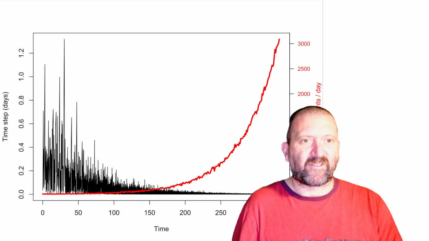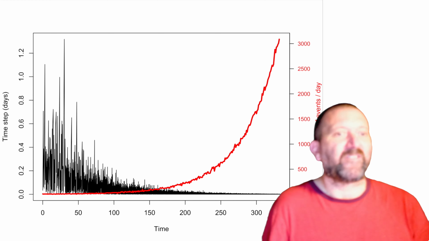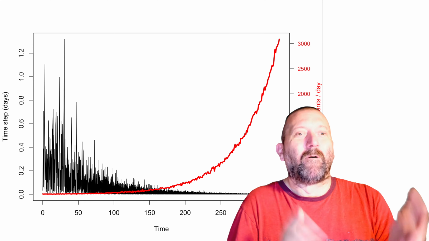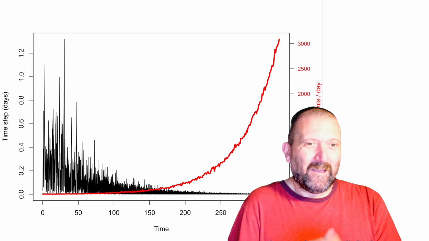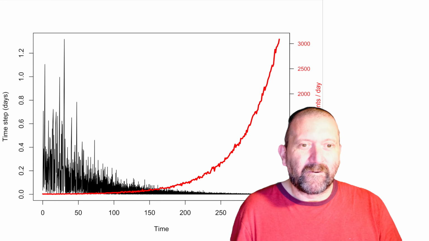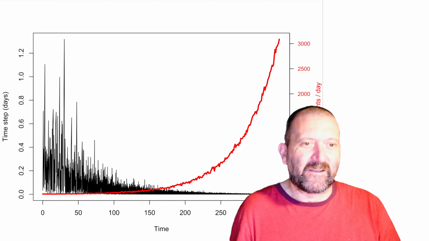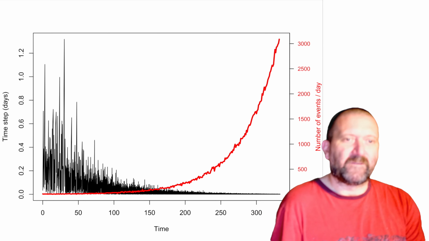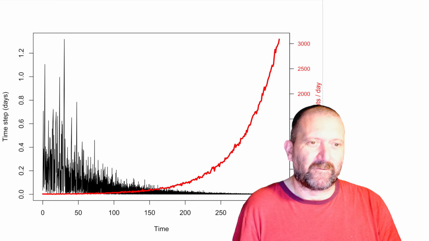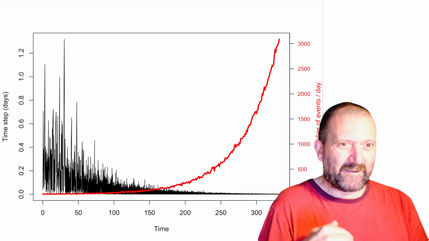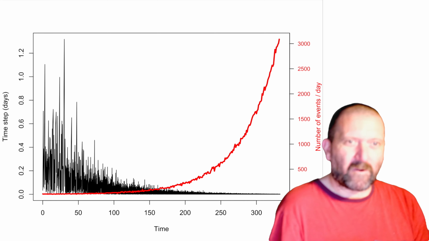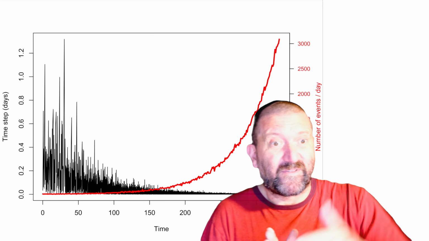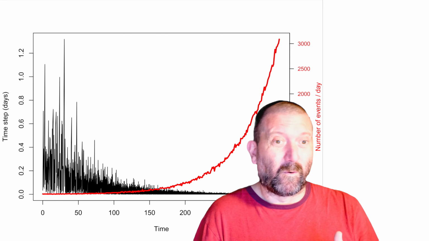And on the red axis, I've showed you how many events are taking place in a given day. So I'm counting days here. That means to move forward, for example, from 250 days to 251 days takes a bit more than 500 steps. And when you get close to where I stopped things, it takes over 3,000 jumps to move forward one day.